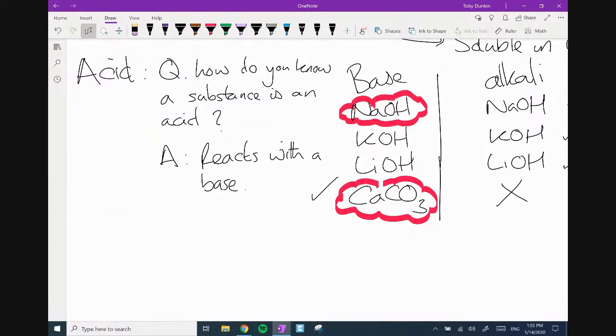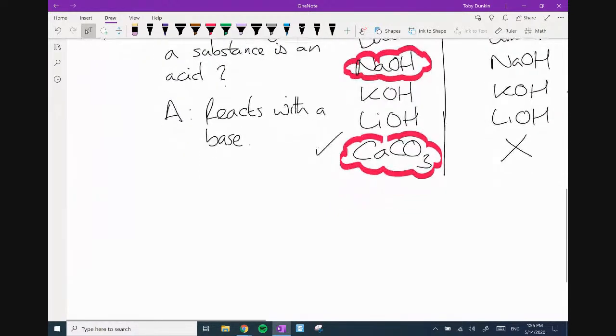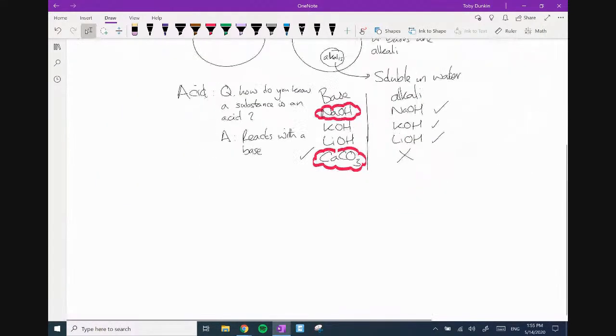If a substance reacts with an acid, it is a base. If a substance reacts with a base, it is an acid. Did I say it the right way around? If a substance reacts with an acid, it's a base. If a substance reacts with a base, it's an acid. That's one of the ways you tell. Okay, so next we need to pick up some facts here, don't we?